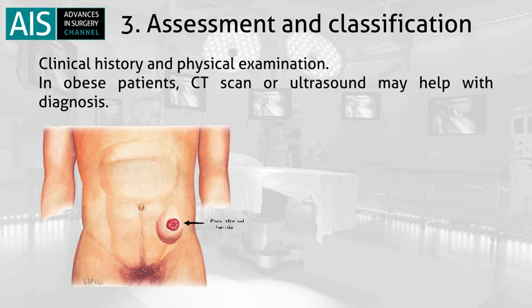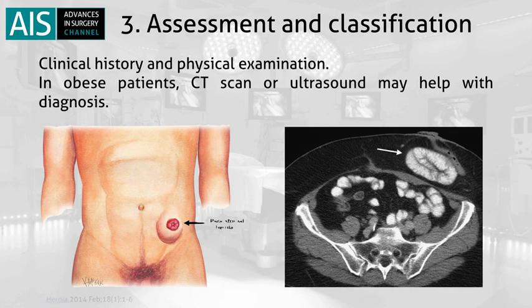In obese patients, the diagnosis of parastomal hernias by physical examination may be difficult. In these cases, when there is a complaint, a CT scan or ultrasound can be helpful for diagnosis. Moreover, these exams are helpful in evaluating the size of the hernia as well as its contents.